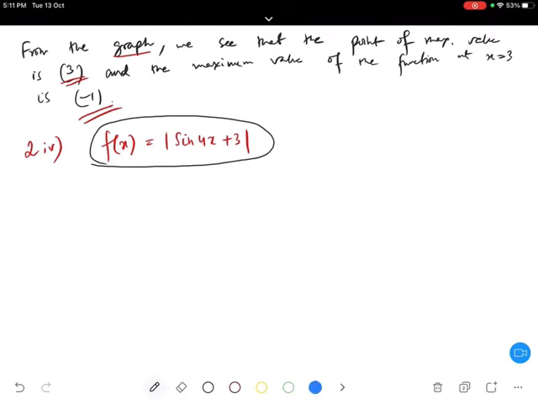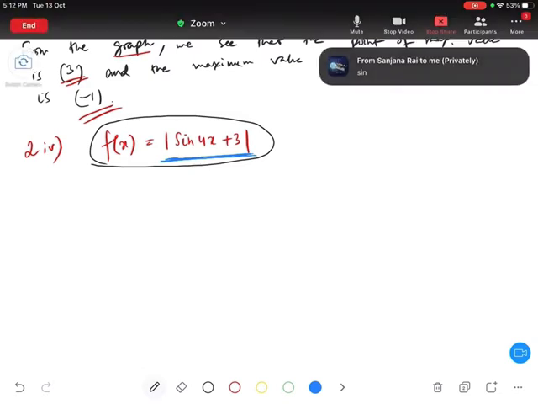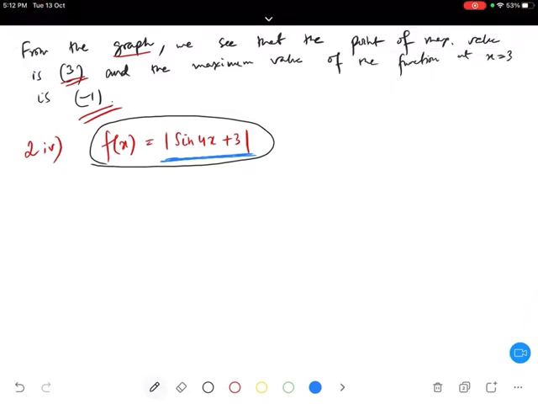Now, what I was saying, this function f(x) is equal to mod of sine 4x plus 3, there is one particular part of this function whose maximum and minimum value I know. Can anybody tell me? It is not 3. 3 is a constant. How can 3 have a maximum value and minimum value? 3 is 3. So it is sine 4x.